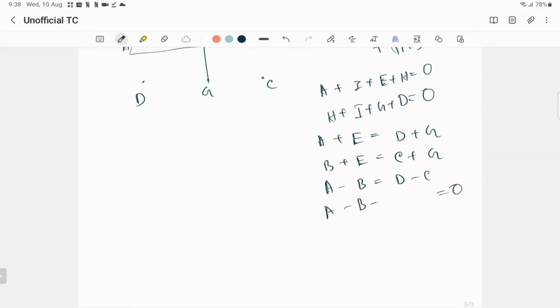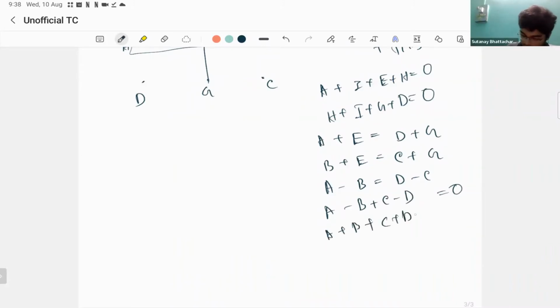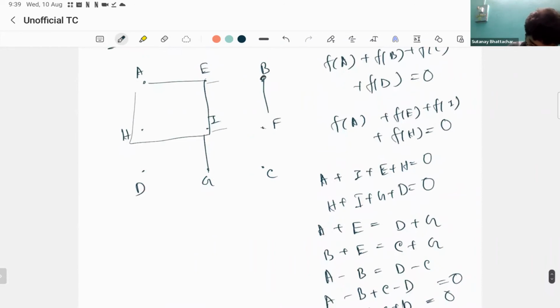Did I do that right? No, I did not do that. A plus B plus C plus D. And we also have A plus B plus C plus D. Yeah, that is good progress. So that means B equals minus D. Okay, great.